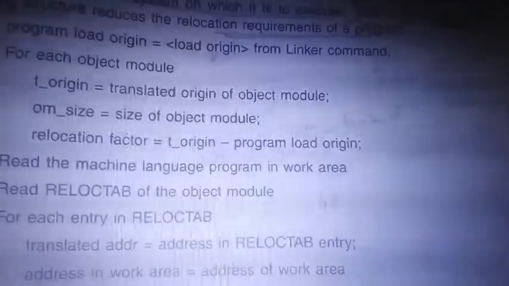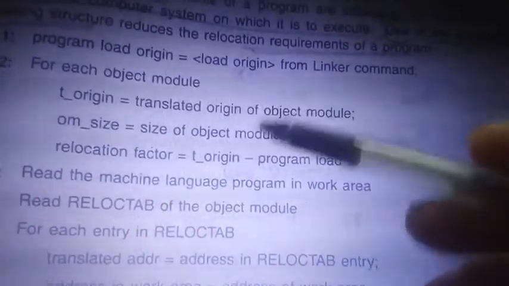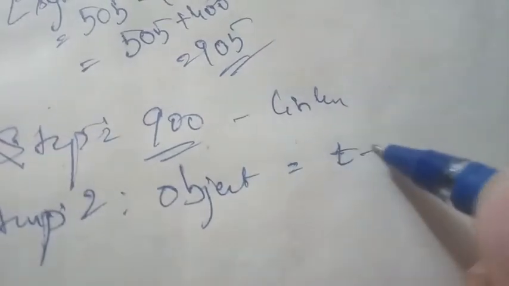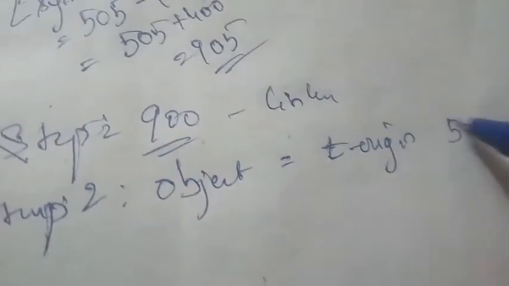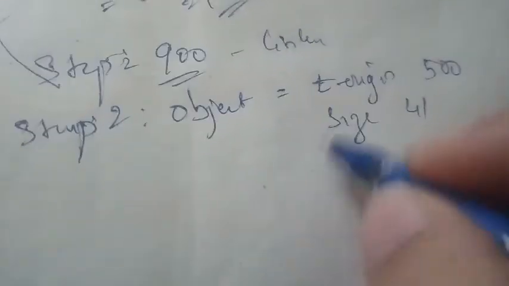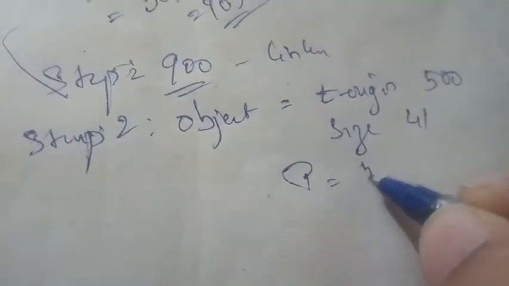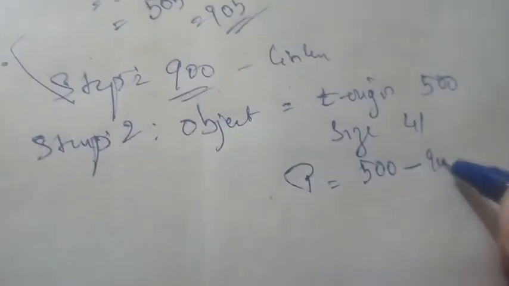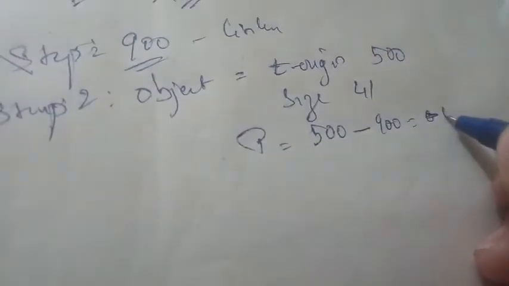The translated origin of the object program is 500, the size is 41, and the relocation factor we will calculate. So these are the three steps we have: we need to get the origin, size and the relocation factor. So the relocation factor, step 2: T origin is 500, it's given, size is 41, and relocation factor is 500 minus 900, which is equal to minus 400.